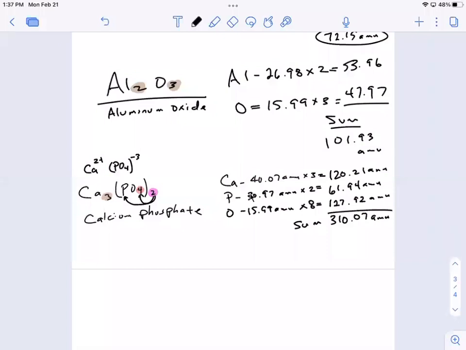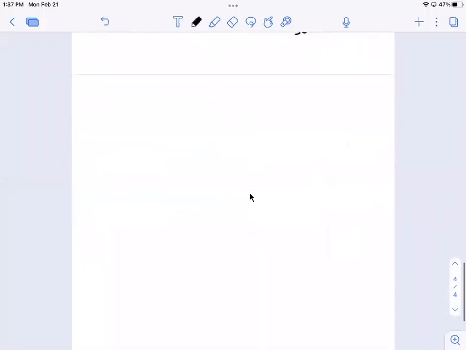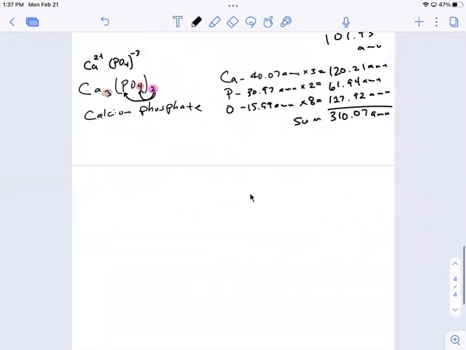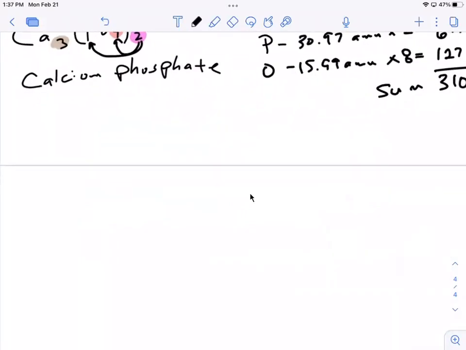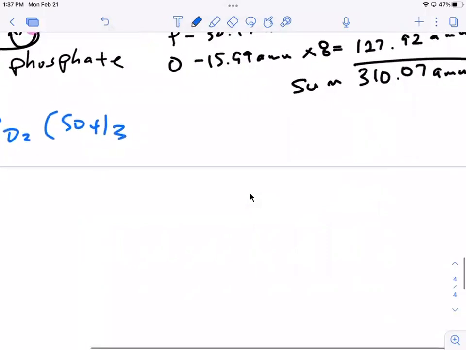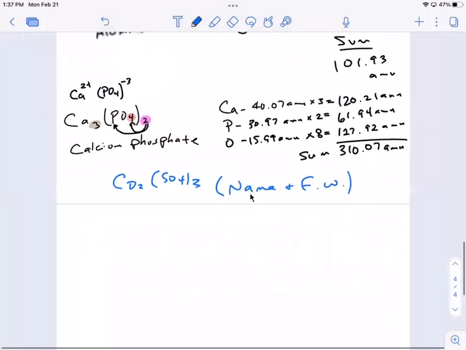Yes, sir. All right. So now we're going to move into, and I'm going to leave one for you. I'll leave you a breadcrumb. So name and formula weight. You can work on that at some point.